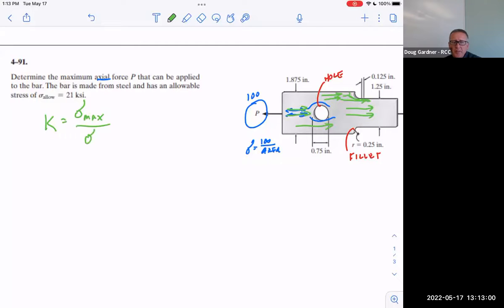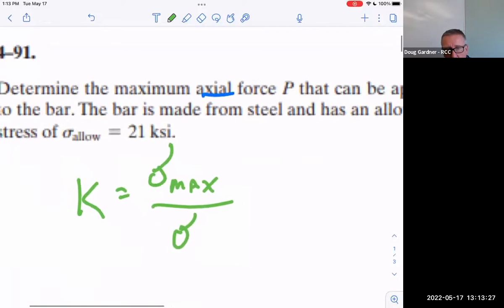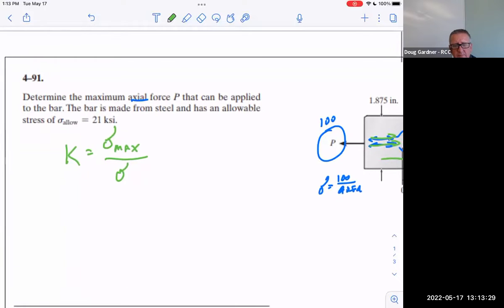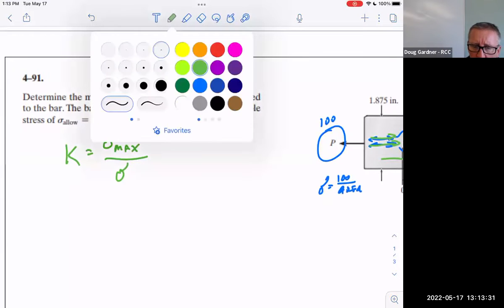Notice they told us that the sigma allowable here was 21 KSI. That's a hefty number. Where does that go? Is that sigma max or is that just sigma? It's talking about the material. Notice it didn't tell us it's aluminum or whatever it is. They just said the maximum amount that aluminum can handle. Notice they said it's allowable. Where does that go, do you think? It's okay to be wrong.